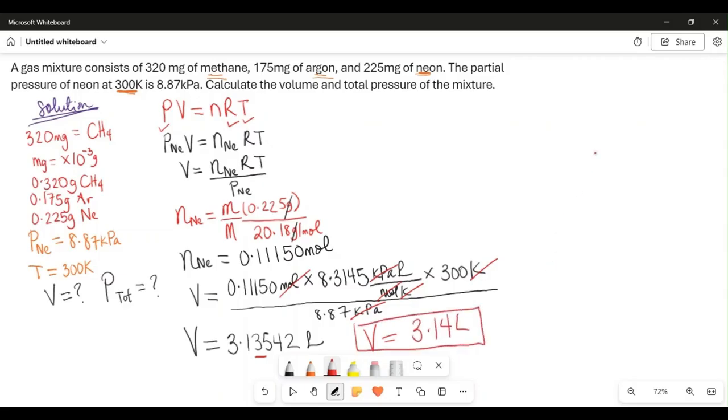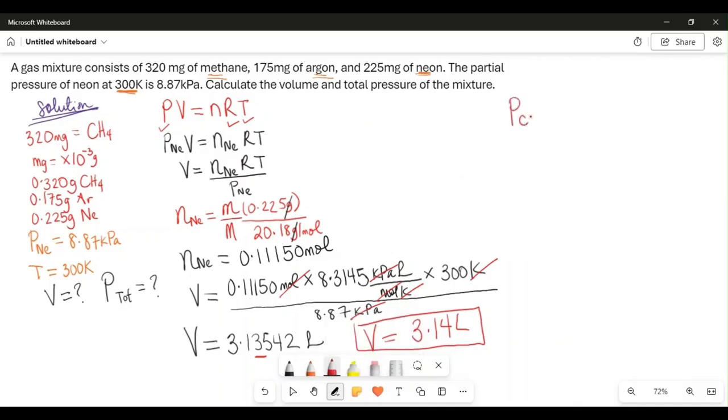Now we're going to go to the total pressure of the mixture. Well, if you remember, I told you Dalton's law of partial pressures. We're going to have to determine the pressure of methane as well as the pressure for argon in order for us to be able to determine the total pressure. So when we determine the pressure for methane, the pressure for argon, and we've been given the pressure of neon, we can add them up to determine the total pressure. So the next thing we're going to do is let's determine the pressure for methane.